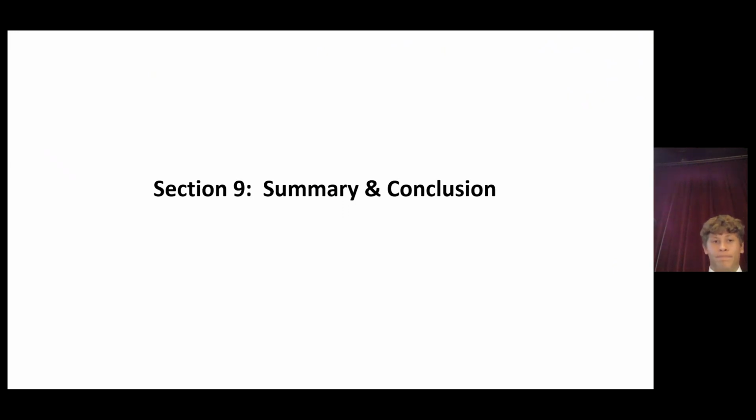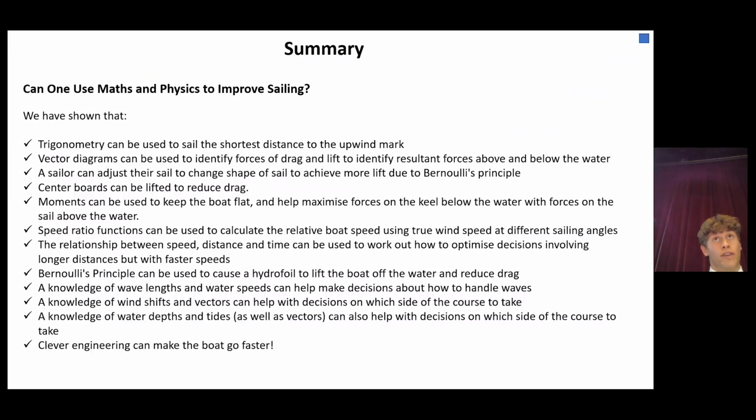So, in conclusion, I've shown quite a few things. Trigonometry can be used to sail the shortest distance to a mark. Vector diagrams can be shown to identify the forces of drag and identify resultant forces above and below the water. The sailor can adjust the sail to change its shape and therefore achieve more lift. Centerboards can be lifted to reduce drag. Moments can be used to keep the boat flat and help balance the forces of the keel below the water with forces on the sail above the water.